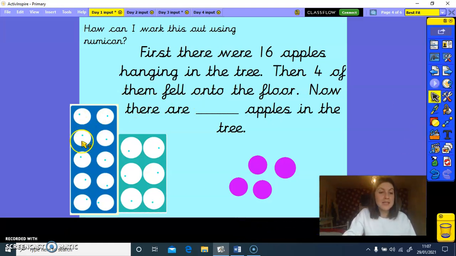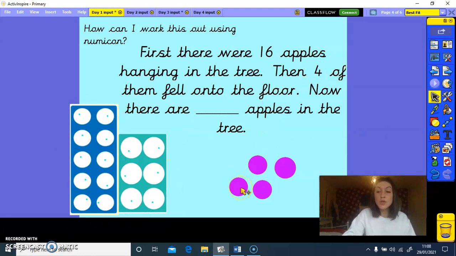Now I've made my 16 out of a 10 and a 6 frame, so it wouldn't be very easy to try and take 4 away. So what we will do is cover some of the holes. And how many holes do you think we need to cover? 4, because 4 fell down off the tree, didn't they? 4 apples. We had 16 and 4 fell down.